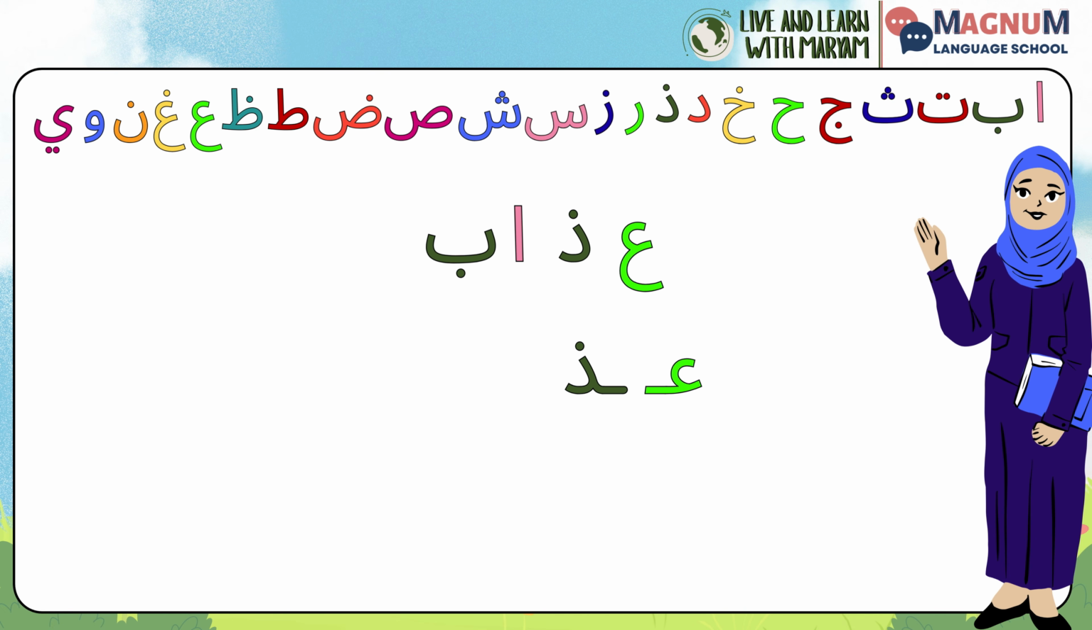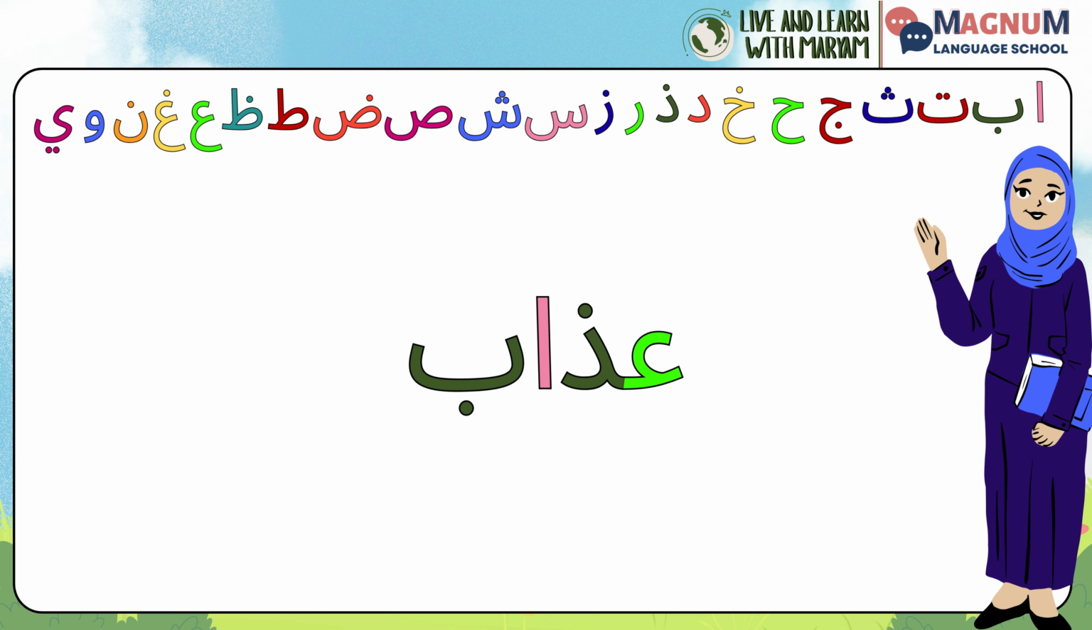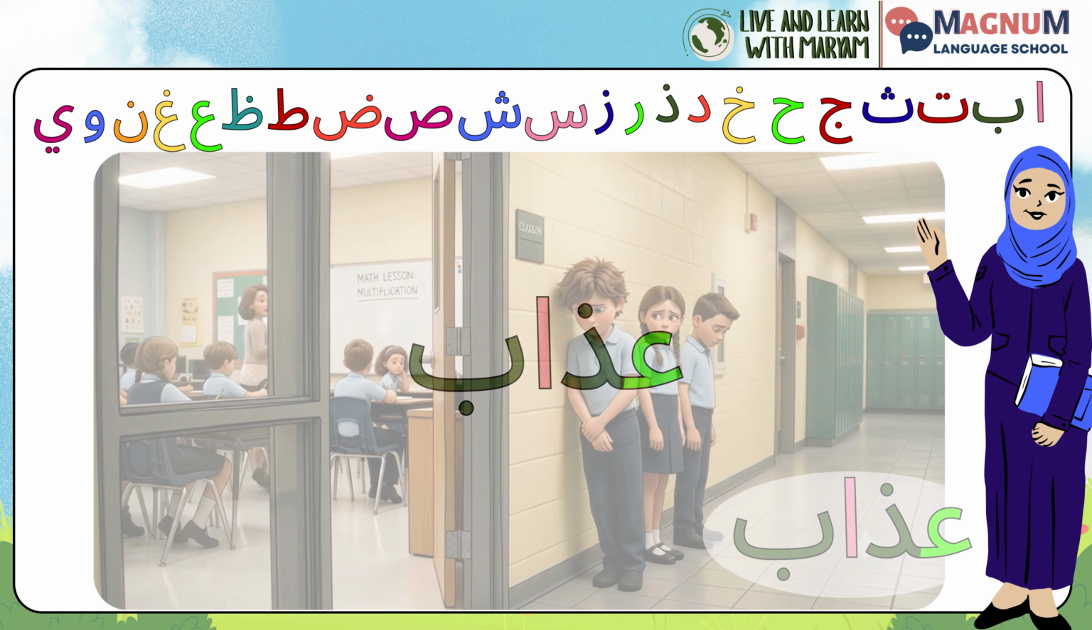Because of this gap, alif has to start all alone in the isolated shape. Finally, ba. It sits at the very end, completely detached, standing alone in its full isolated shape. The word after joining looks like this. This word is adab. Adab means punishment.